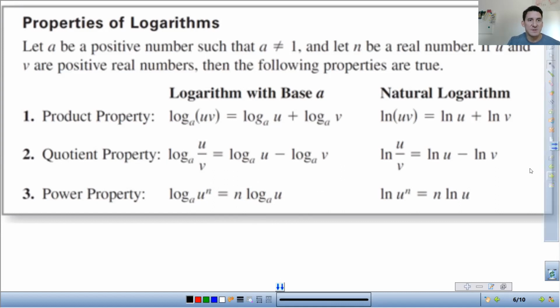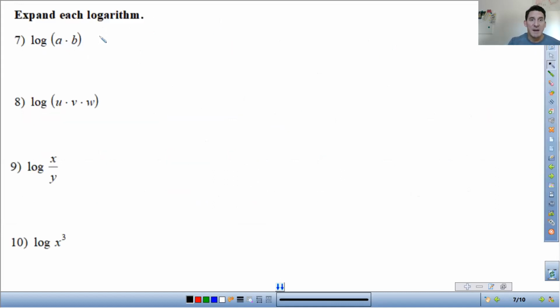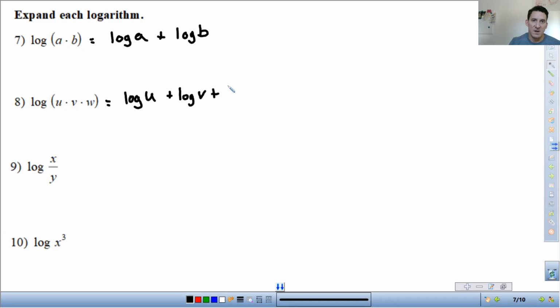Let's look at some examples. We're going to expand these. So log of a times b, you can expand it into two logs, the log of a plus the log of b. Similar here, we have u times v times w. We can expand that into three, so that's going to be log of u plus log of v plus log of w.